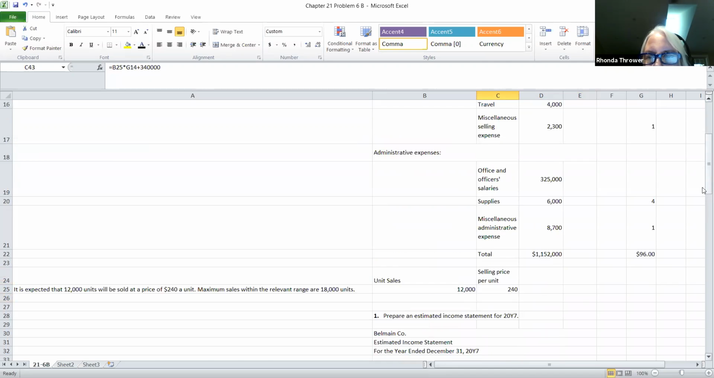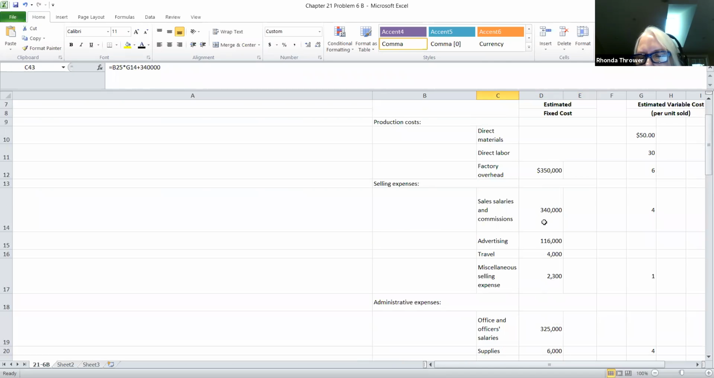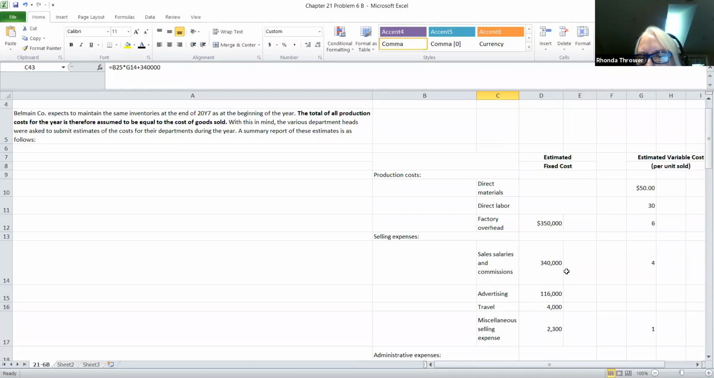We've got to look up top to see what's happened to our selling expenses. Notice your selling expenses are part fixed. This is your fixed cost column, and part variable. So we got to find our total variable cost for our sales salaries and commissions. And to do that, we would take 4 and multiply it by the number of units sold, which was 12,000. 4 times 12,000 will give you your total variable cost portion of this expense. And then you're going to add it back to the fixed cost.